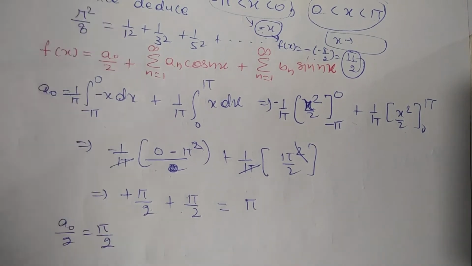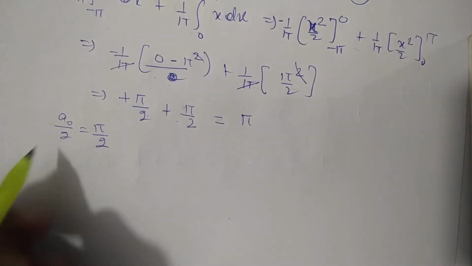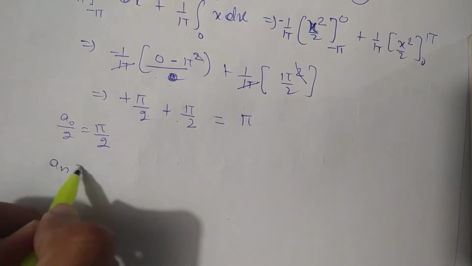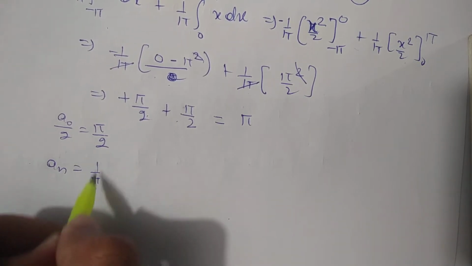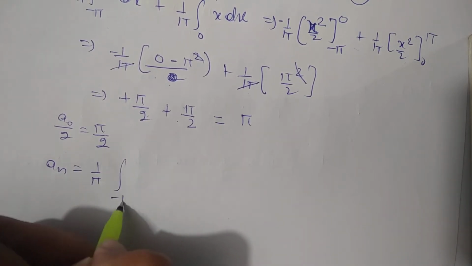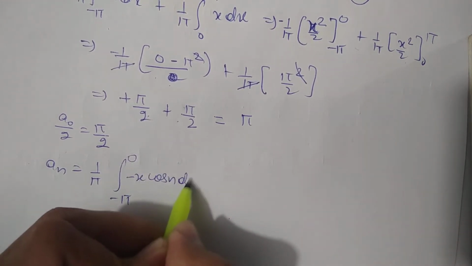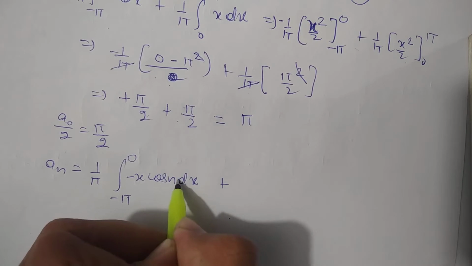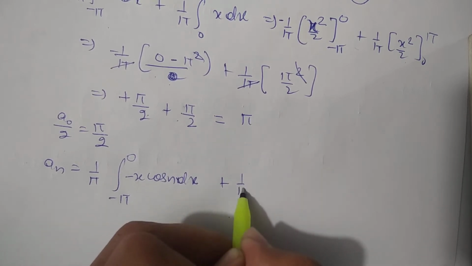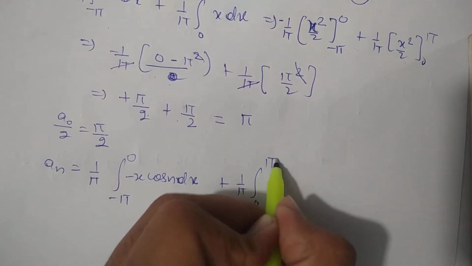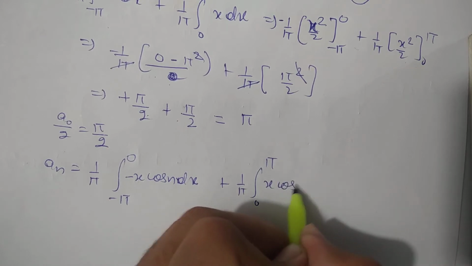Okay, so we got the value of a naught here. Now we have to calculate the value of an. Now putting the same formula, I will put 1 by pi, integrating from minus pi to 0, minus x cos nx dx, plus 1 by pi, and integrating from 0 to pi, x cos nx dx.